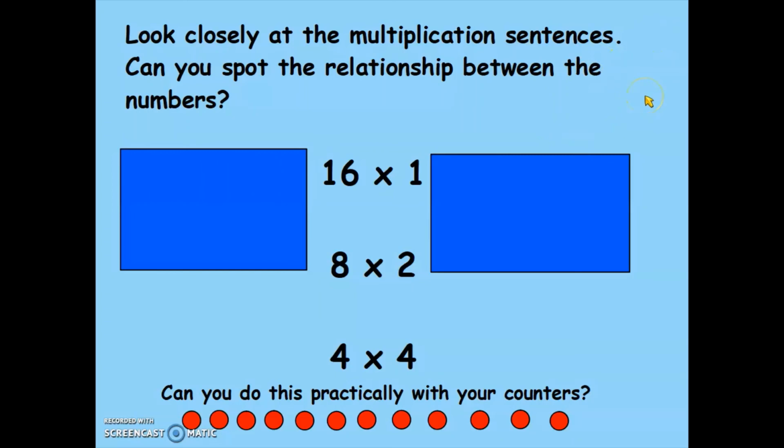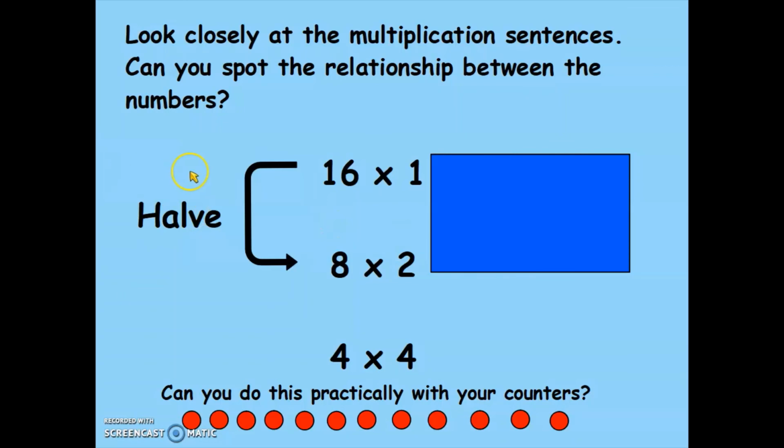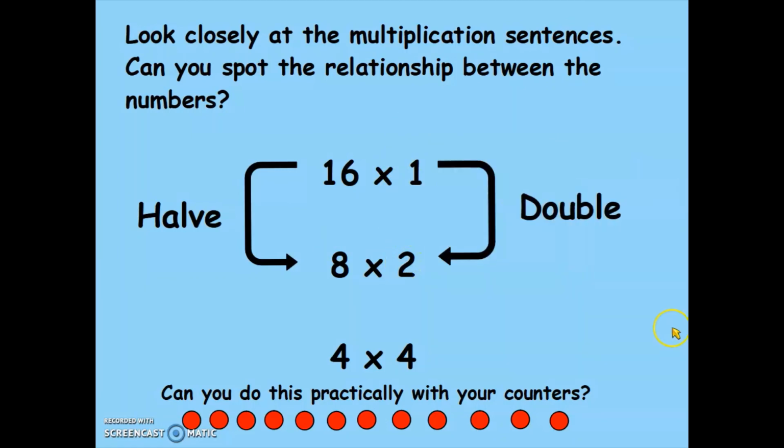And if we looked closely at the multiplication sentences, can you spot a relationship? Is there a number relationship between 16 and 8 and 4? Is there a relationship between 1, 2 and 4? If you have the number 16, you could halve it and you'll get 8. If you have the number 1, what do you need to do with it to make it into 2? You can double it.